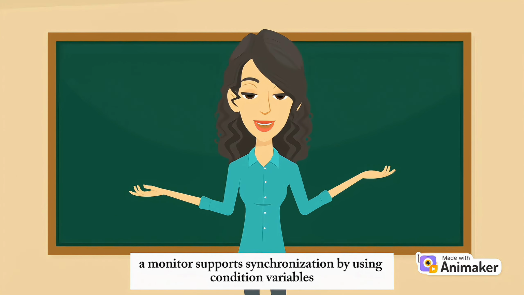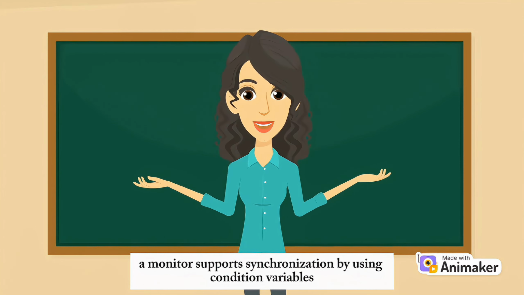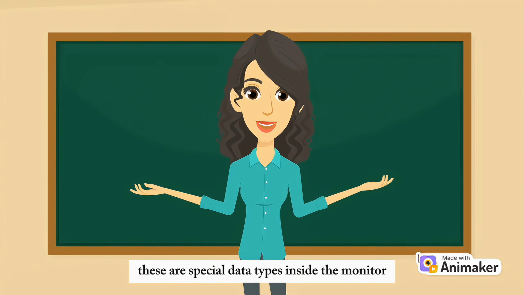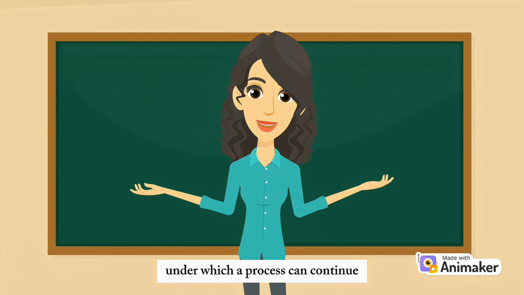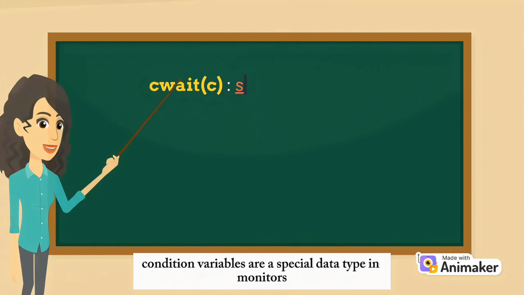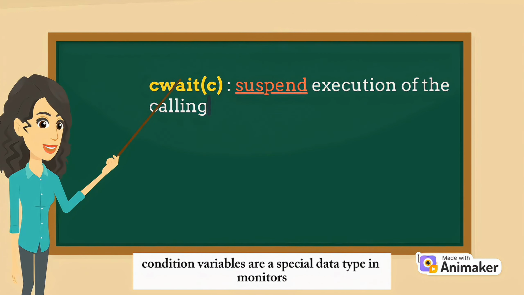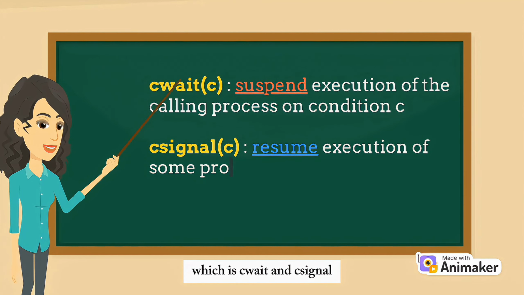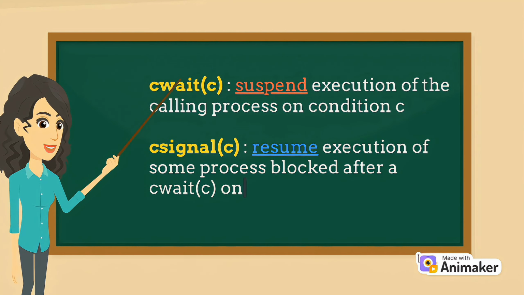A monitor supports synchronization by using condition variables. These are special data types inside the monitor that help manage the conditions under which a process can continue or must wait. Condition variables are a special data type in monitors, which are operated on by two functions, which are cWait and cSignal. cWait suspends execution of the calling process on condition C, while cSignal resumes execution of some process blocked after a cWait on the same condition.